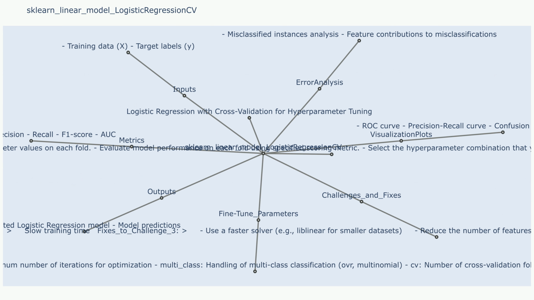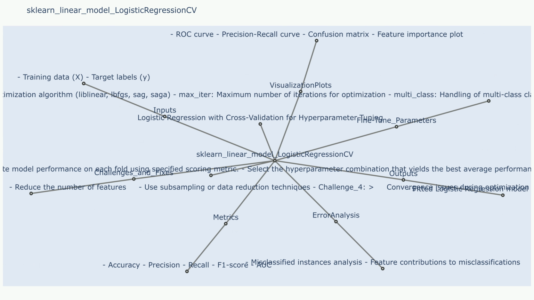Steps. The LogisticRegressionCV constructor takes several parameters, including Cs, the values of C to be used for cross-validation. This is a list or array of possible regularization strengths to explore during the search for the best parameter. CV, the number of folds to be used for cross-validation. This determines the number of splits to be created when evaluating different C values.